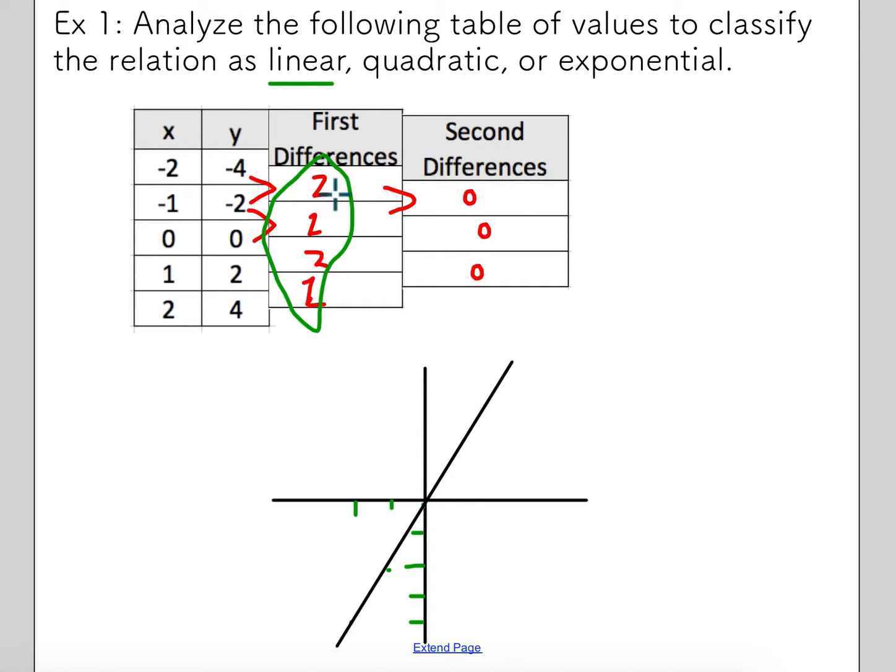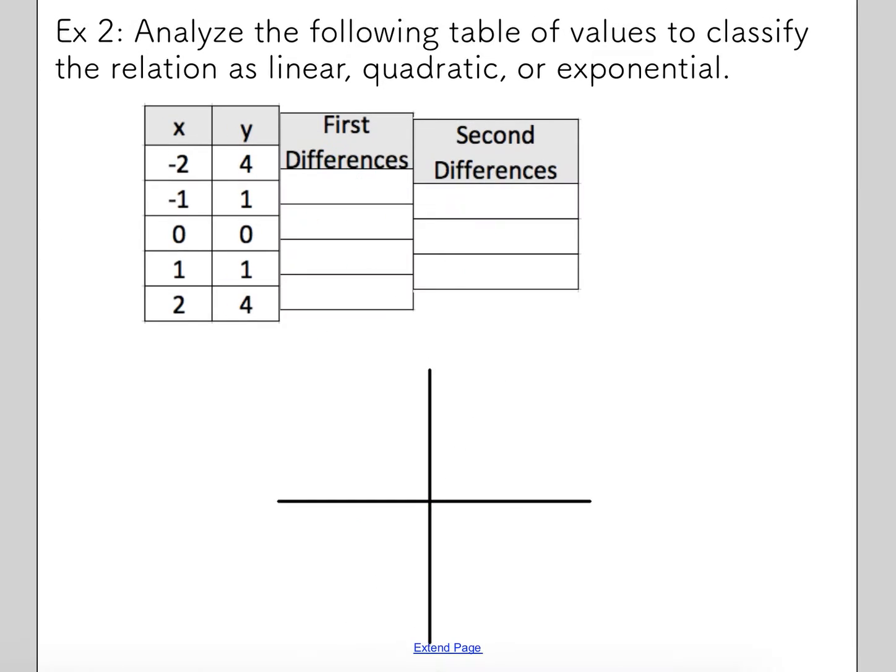Okay, so there's two ways you can classify a relation, which I just showed you. First one, just analyzing the first differences and the second differences. And also, you could graph the relation to see that it's linear. In this case, we didn't need second differences. It is there for us. It's a good tool to have, just checking second differences. And you're going to see that when we look at the second example here.